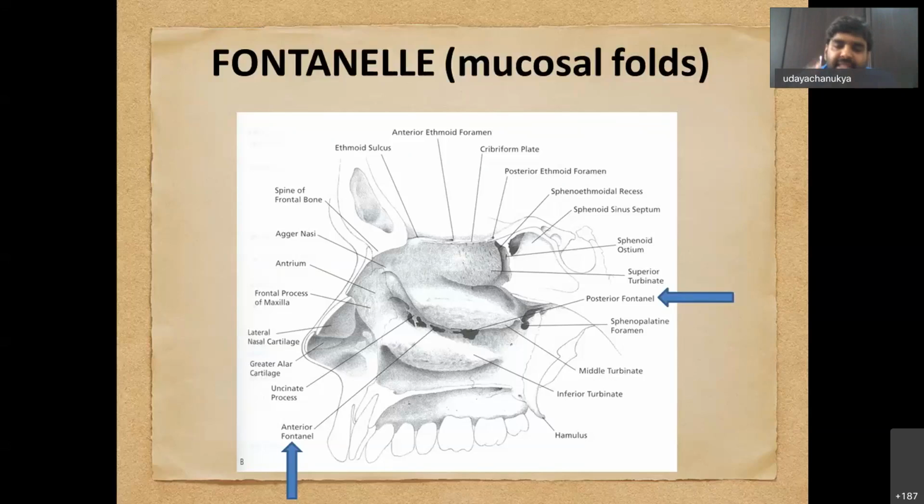And if ever one can peek into the maxillary sinus, it is only through the two fontanelles, which may be an anterior fontanelle or a posterior fontanelle. These are just mucosal folds without any bone in them, which give an insight into the maxillary sinus. But remember, the natural ostium can never be seen without any surgical intervention. It is always hidden behind the uncinate process. This is the anterior fontanelle and this is the posterior fontanelle. If this is the uncinate process, the natural ostium will be located somewhere behind this.